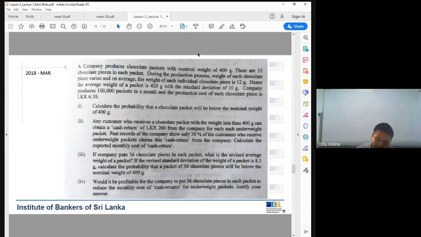How do they come up with this value? That means 35 pieces times 12 should give me 420, right? With a standard deviation of 10 grams. Now, whether they are discussing this for the individual piece or the packet, that's the part you may miss in this question. The company produces 100,000 packets in a month, and the production cost for each chocolate piece is 6.5 rupees. So obviously, those will be for parts number 2 and 3. We will try to answer part 1 first.